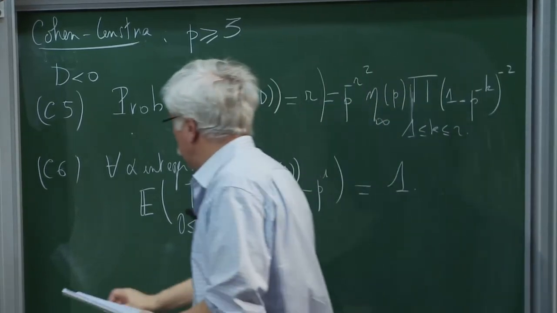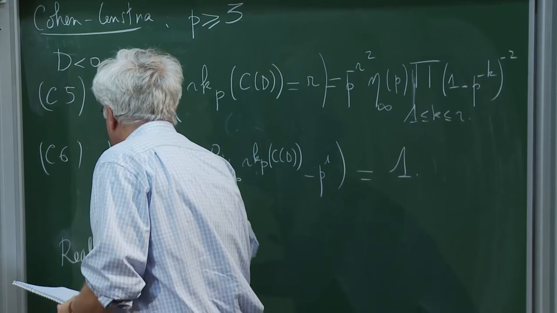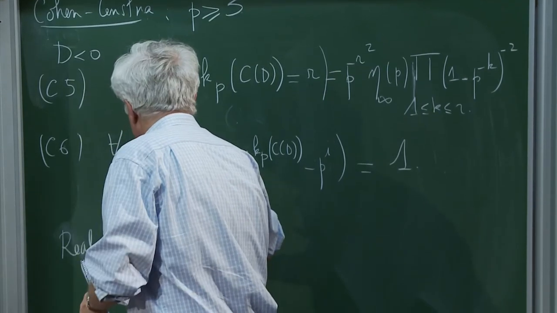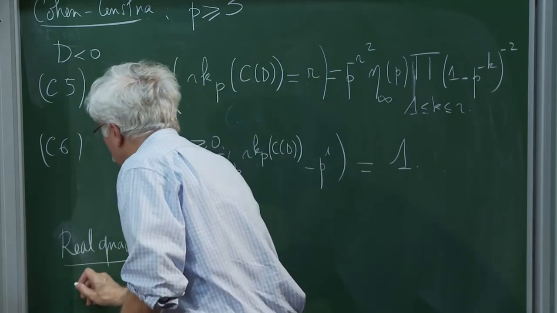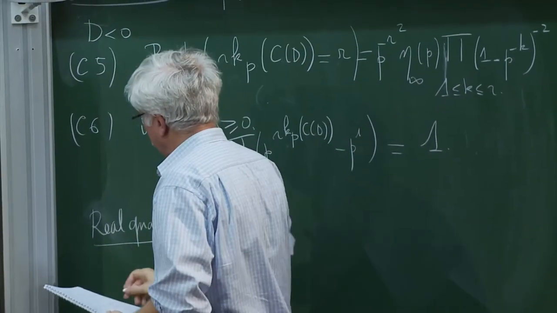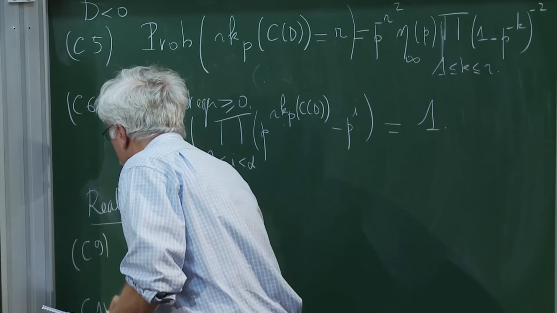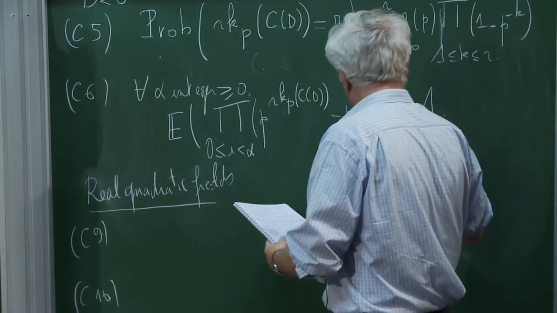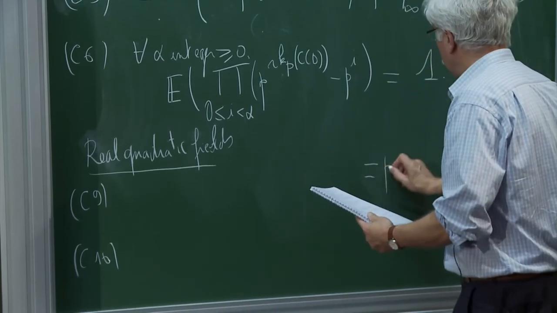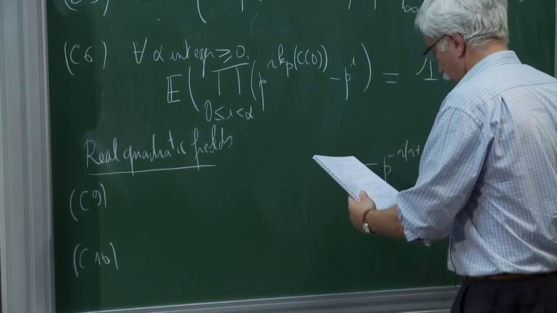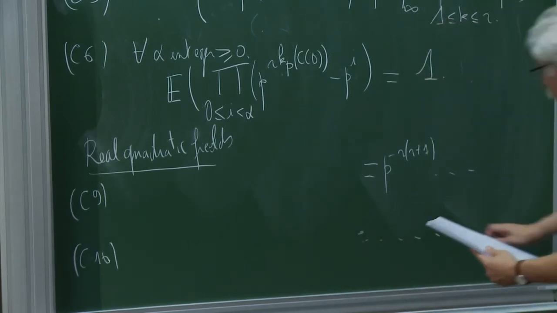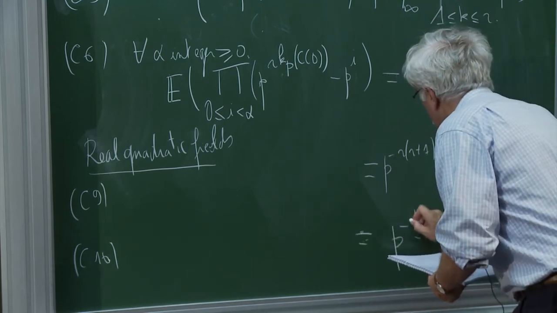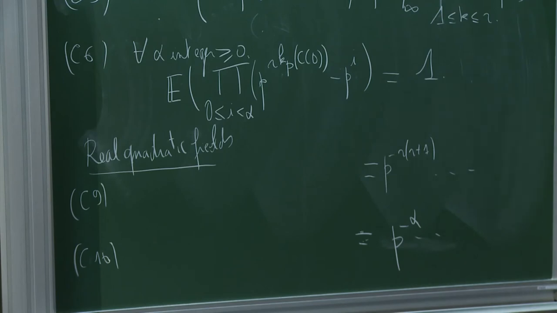And for real quadratic fields, they call them C10. Here the probability will be slightly modified. It will be p minus r plus 1. It's almost useless that I write it. Here the probability, the last one, is p minus alpha. So these are the heuristics of Cohen-Lenstra in the original paper.